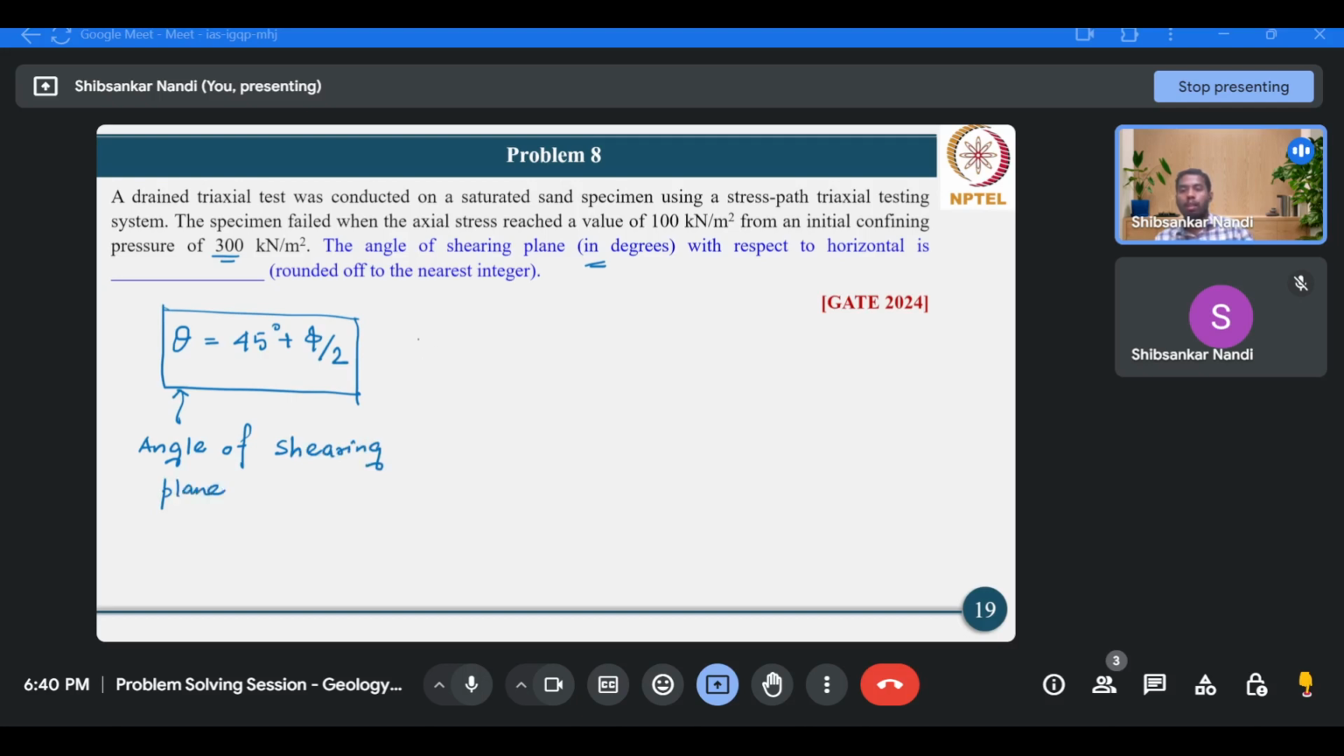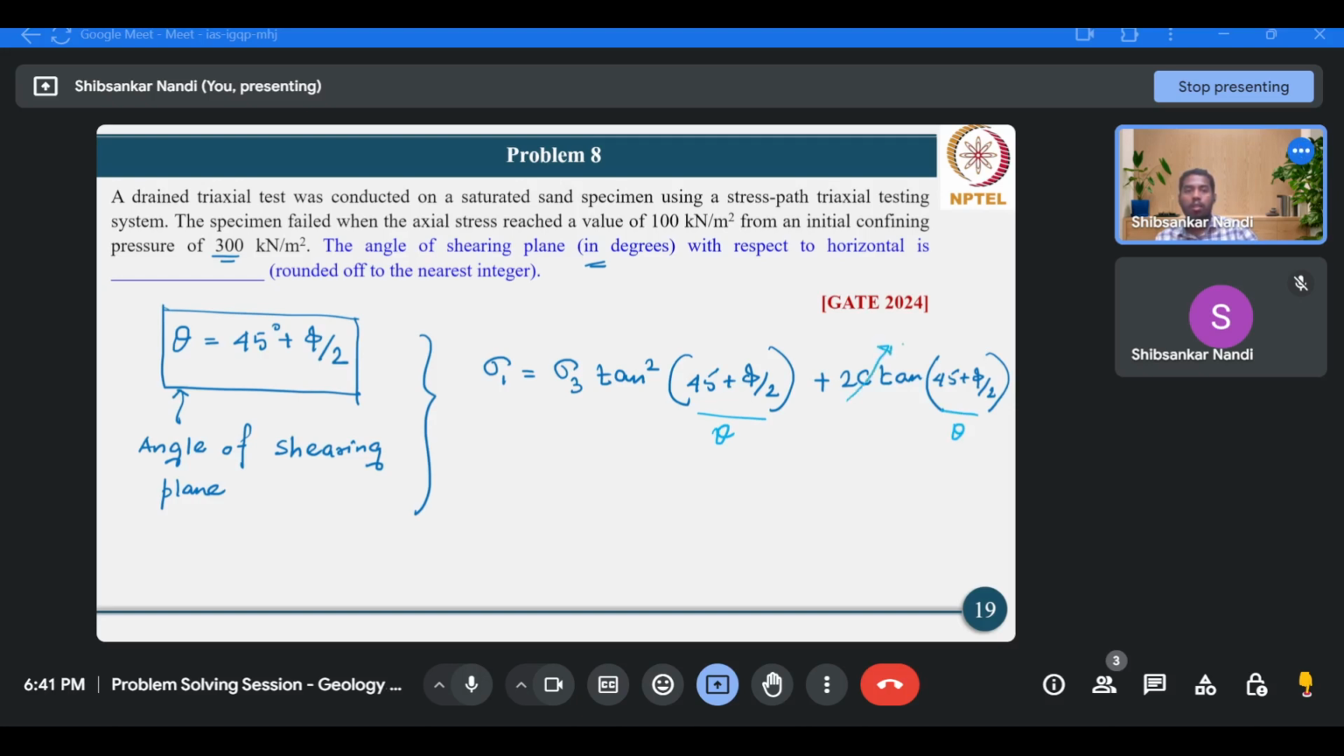Now what we will do, we will basically utilize the relationship between sigma 1 and sigma 3 on the verge of failure. So we know that sigma 1 equals sigma 3 tan square 45 plus phi by 2 plus 2c tan 45 plus phi by 2. Now as you know that this 45 plus phi by 2 is theta, and the test was conducted on a saturated sand, so therefore this c becomes 0. Therefore the modified equation will be sigma 1 equals sigma 3 tan square theta.